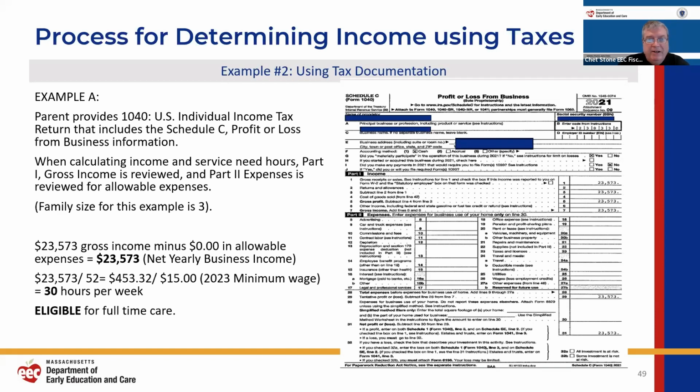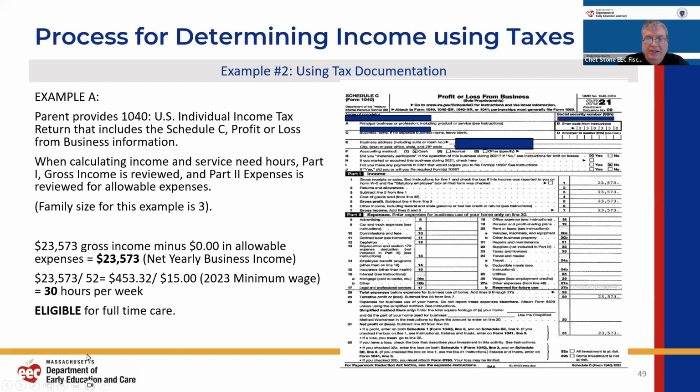They didn't have any write-offs. It's a great business to have, if you can have a business that doesn't have any expenses. No allowable expense write-offs. It's the $23,573, which works out to be their net yearly business income.